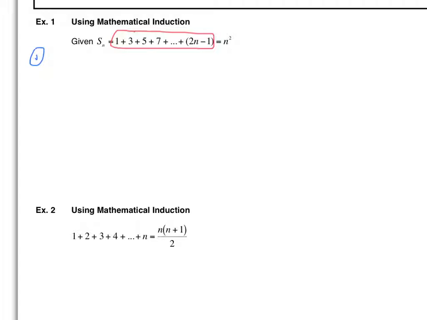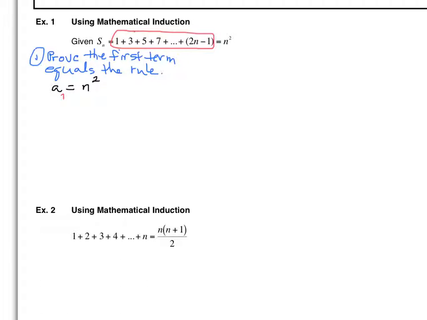So we're going to prove, let's see if I can actually write legibly. We are going to prove the first term equals the rule. For instance, we're going to take a sub 1 and set it equal to n squared.